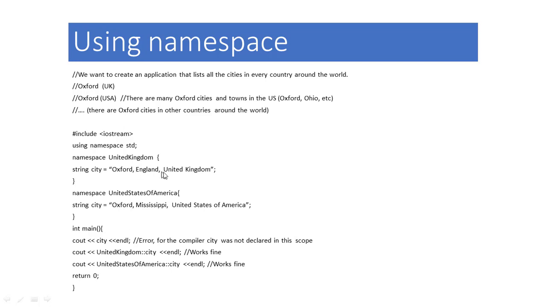So it will print out Oxford, England, United Kingdom. For this one, if we say cout United States of America :: city endl, this works fine because the compiler will understand that you are referring to this namespace for United States of America. So it will print out Oxford, Mississippi, United States of America. So you can see the advantage of using a namespace in C++. It helps to avoid clashes between names. We will see more of this later on in this tutorial.